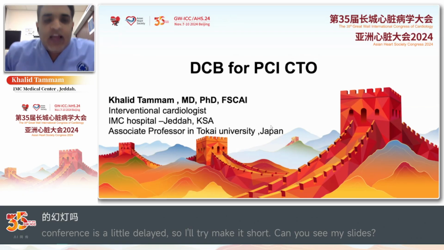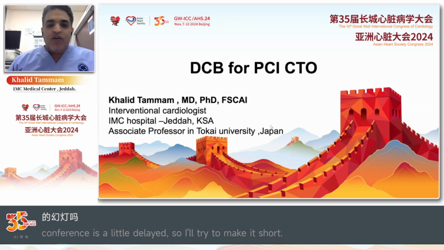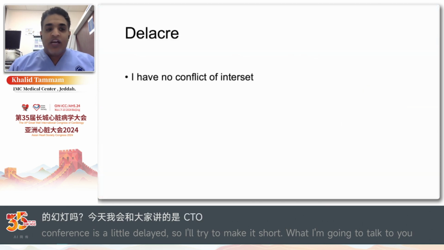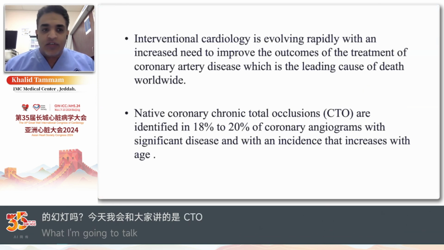Okay, so I know the CTO session, and I'm talking about the new era that should be coming with the DCB in CTO. I don't have any conflict regarding this talk.